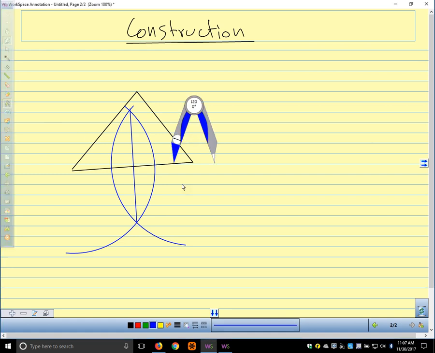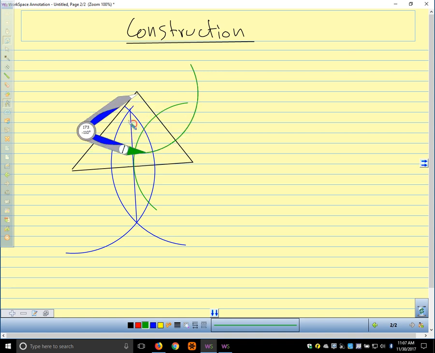And then I'll construct one on the other side. Either of the other sides is fine. So just need to open it up more than halfway, make an arc, make another one. I need to make this one just a little bigger. So there's the other perpendicular bisector, and I'm going to extend it here. Where those two cross, right there, is the circumcenter.